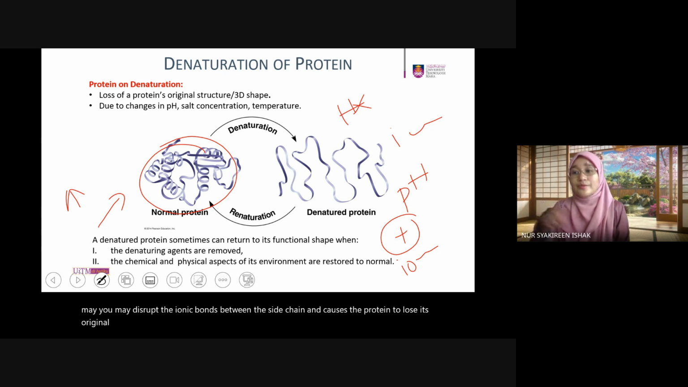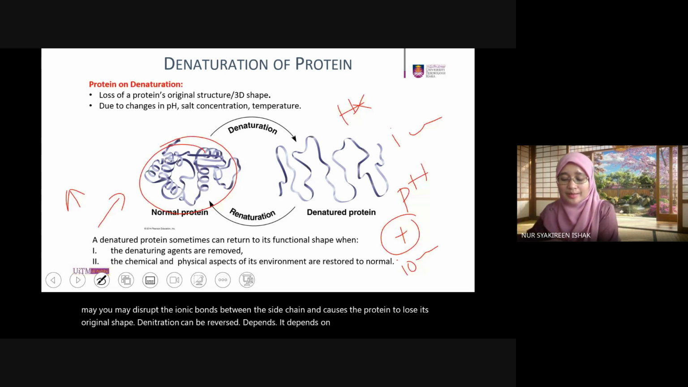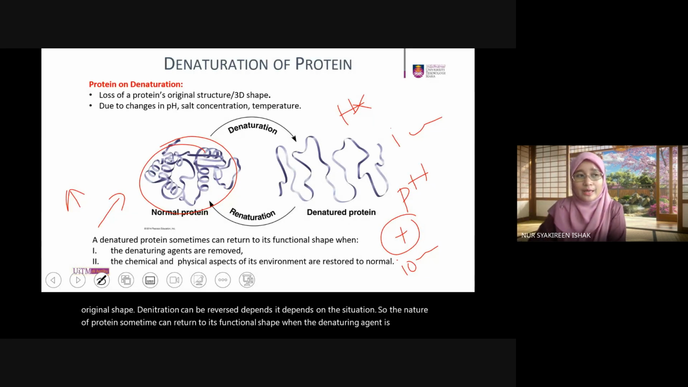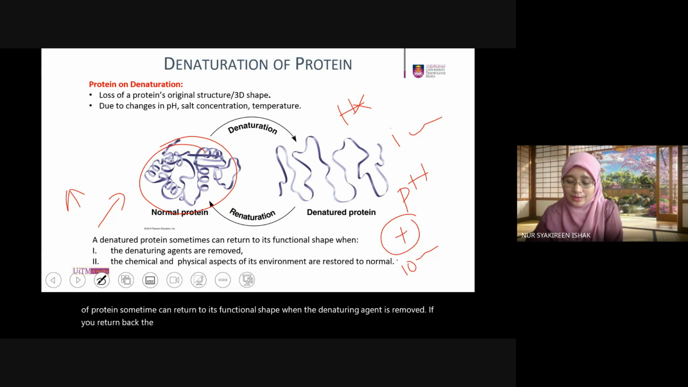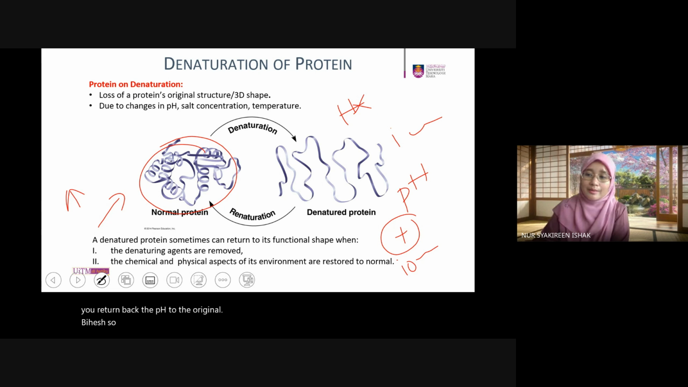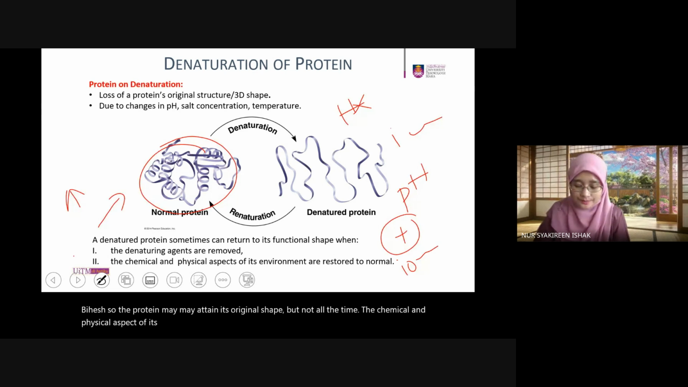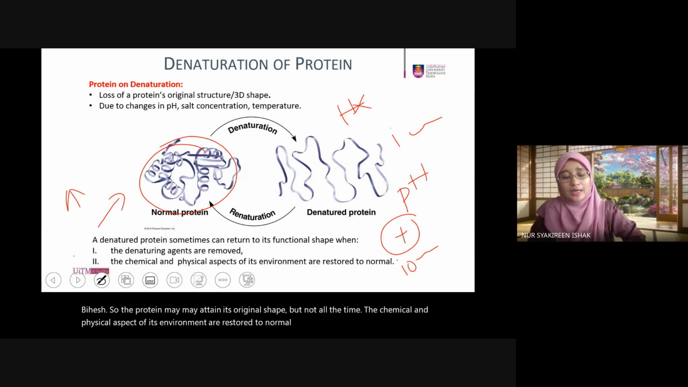Denaturation can be reversed. It depends on the situation. Denatured protein sometimes can return to its functional shape when the denaturing agent is removed. If you return the pH to the original pH, the protein may attain its original shape, but not all the time. Macam itulah, the chemical and physical aspects of its environment are restored to normal. Okay, so I guess that's the end of the subtopic protein.